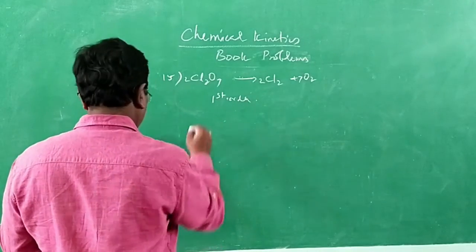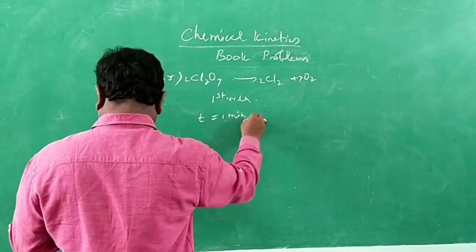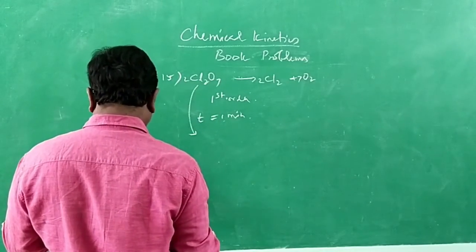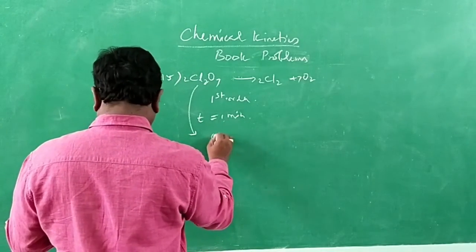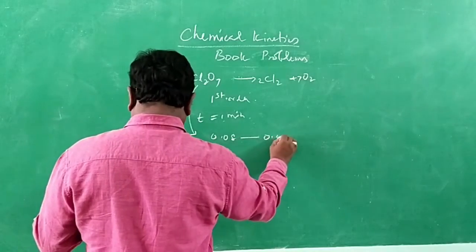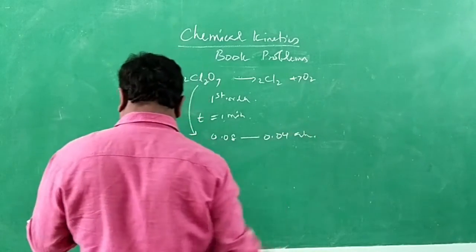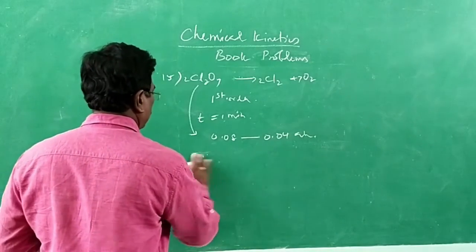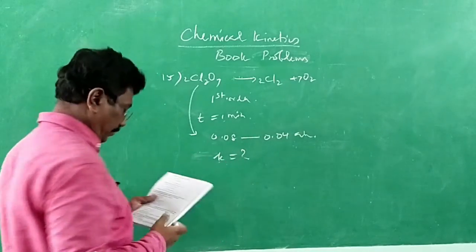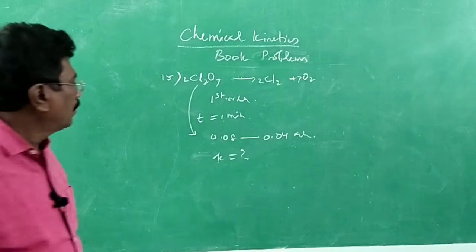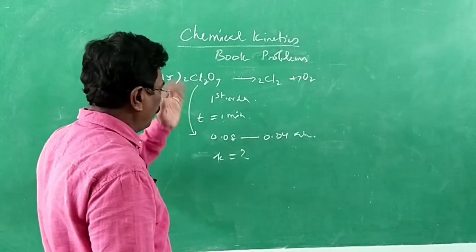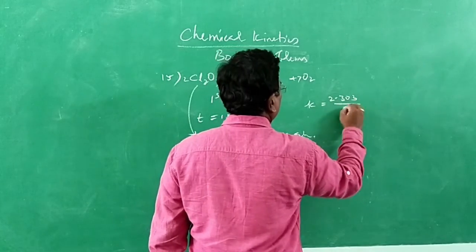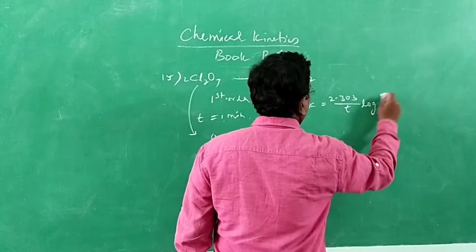After 1 minute, when t is equal to 1 minute, the pressure of Cl2O7 falls from 0.08 atmosphere to 0.04 atmosphere. Calculate the rate constant. Very simple thing. It is a first order reaction. Therefore, we know the expression for rate constant: k is equal to 2.303 by t log a naught by a.